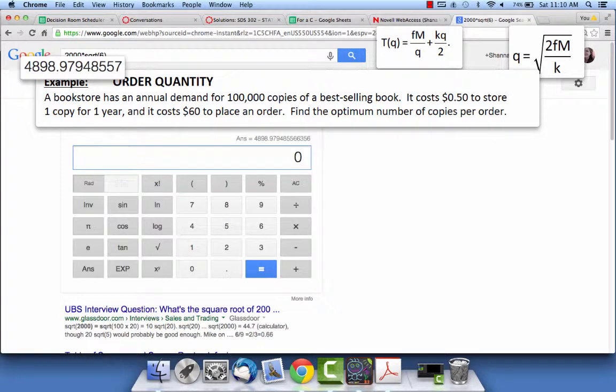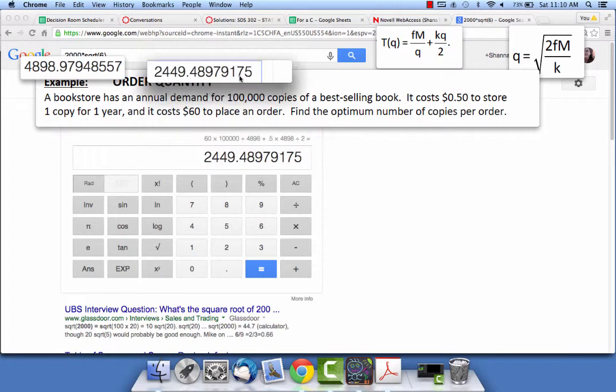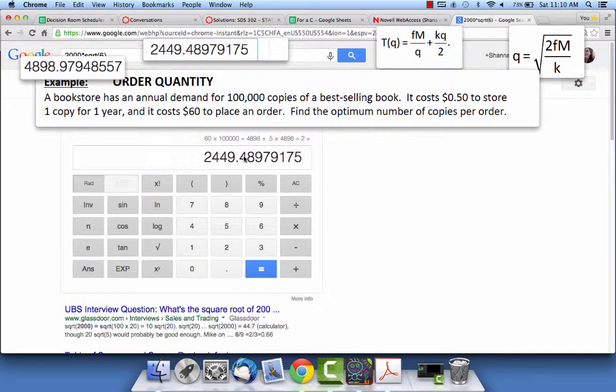So F times M divided by 48.98, plus K times 48.98 divided by 2. So we get that from 48.98. Now we'll try 48.99.